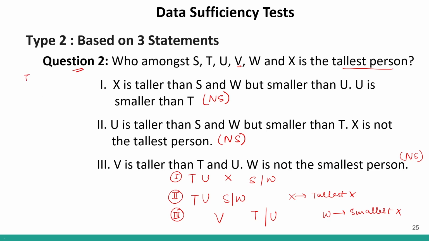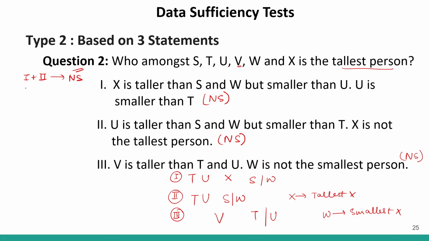Now let me combine 1 plus 2. So based on 1 plus 2, I just know that X is not the tallest, which is correct, and the placement remains the same. So T, U, but we don't know the placement of V. So 1 and 2 together are not sufficient.